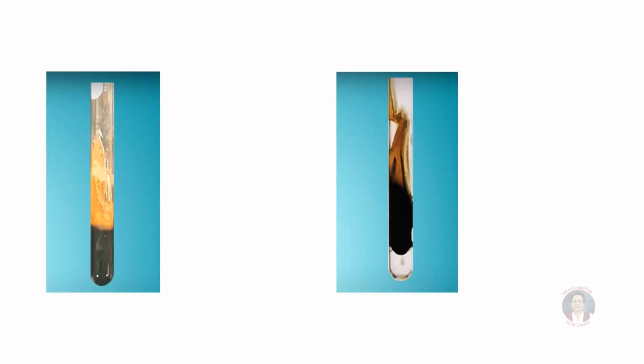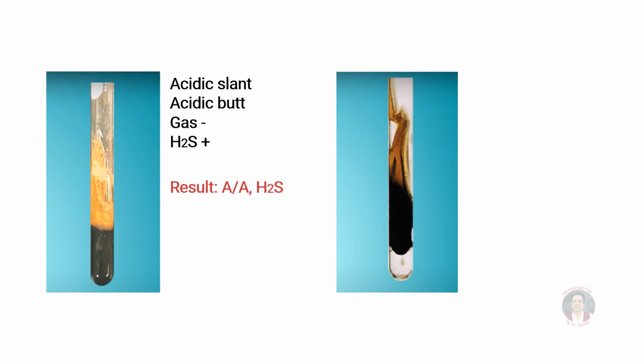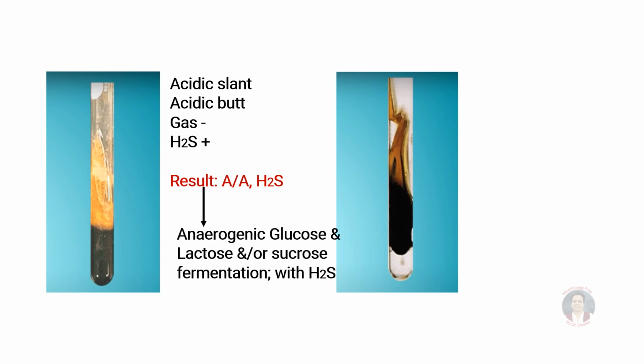On this slide, we can see on the left an acidic slant, a black butt indicating H2S production on fermentation of sugars, no CO2 molecules. So our result is going to be written as A oblique A, comma H2S, interpreted as anaerogenic glucose and lactose and or sucrose fermentation with H2S production. An example of a bacterium which shows this kind of result is Citrobacter freundii.